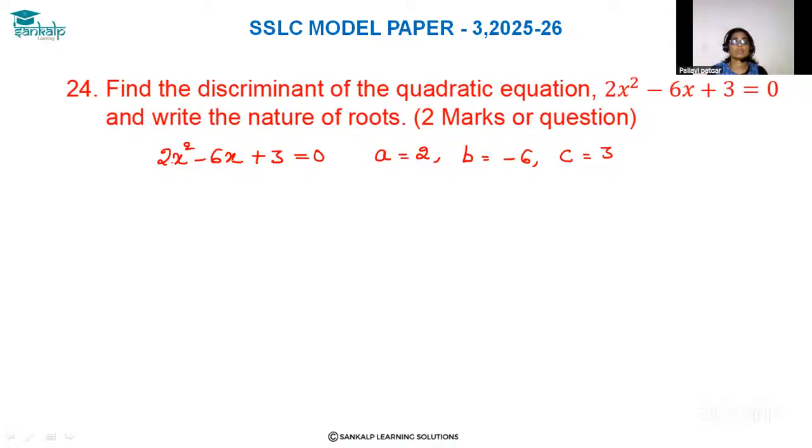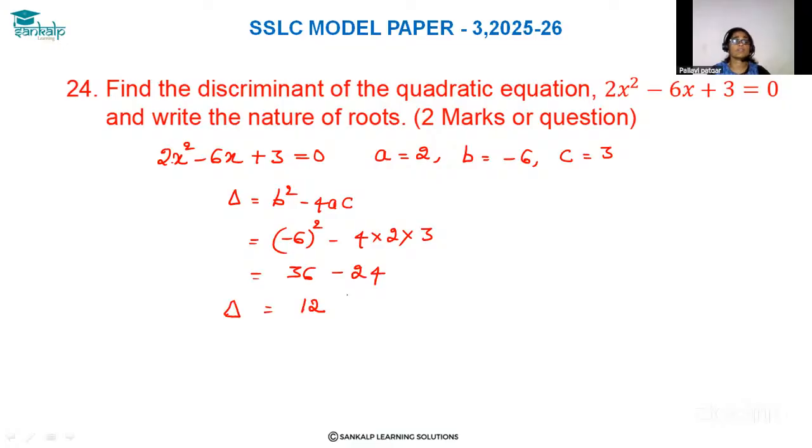So here we calculate the discriminant. The discriminant formula: delta is equal to b square minus 4ac. So this is equal to, here b is minus 6 whole square minus 4 into 2 into 3, a into c. So is equal to minus 6 squared is 36 minus 4 2s are 8, 8 3s are 24. So is equal to 12. Okay, so delta is equal to 12.